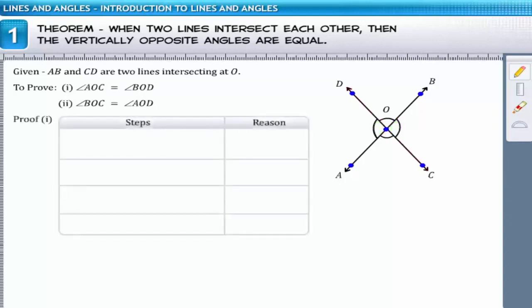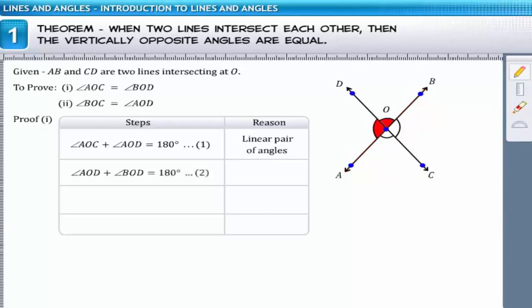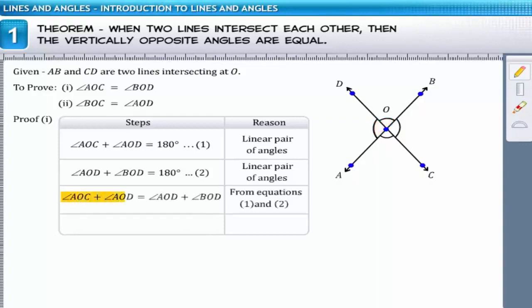Since CD is a line, angles AOC and AOD form a linear pair, and thus their sum is equal to 180 degrees. Similarly, AB is a line, thus the sum of angles AOD and BOD is equal to 180 degrees. Now, from equation 1 and 2, the sum of angles AOC and AOD is equal to the sum of angles AOD and BOD. On equating, we get angle AOC as equal to angle BOD.